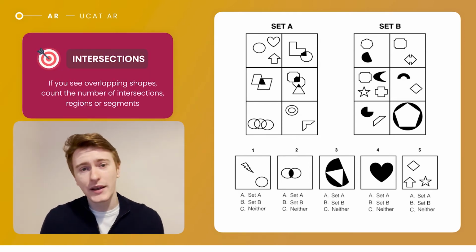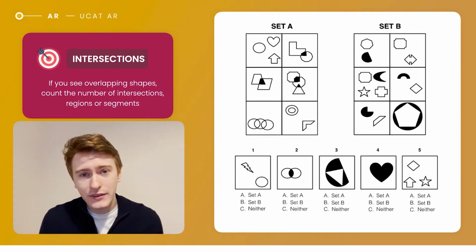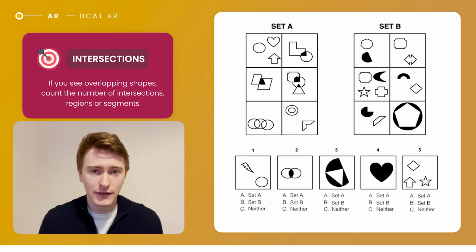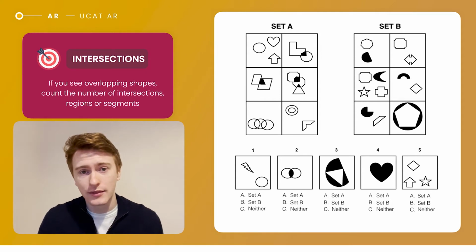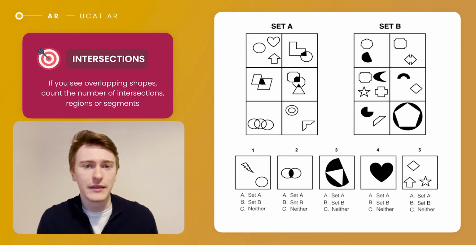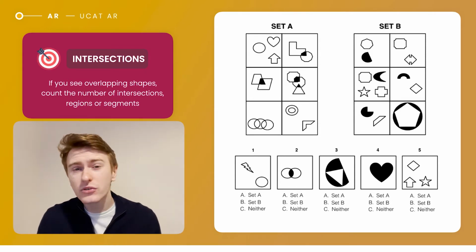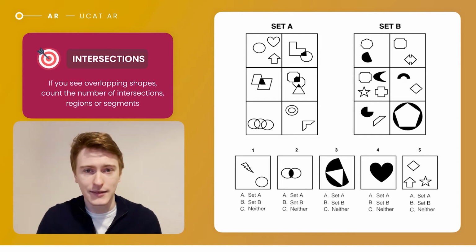Okay, in this example, it's all about the level of intersections or overlaps. Whenever you see overlapping shapes, there are 3 things you should consider. You should consider the nature of the overlaps, either the number or the shape that's formed within them. You should consider the number of intersections, and you should also consider the number of regions created.